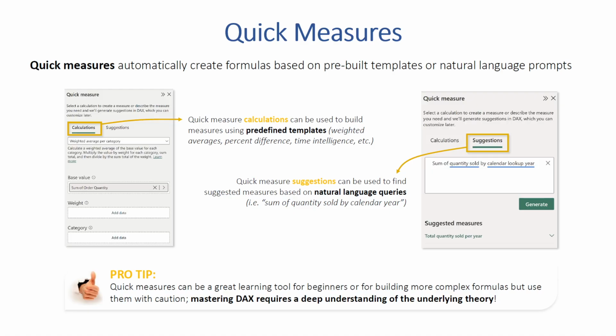One pro tip for you: quick measures can be great learning tools for beginners or for building more complex formulas, but use them cautiously. Writing measures in DAX requires a deep understanding of the underlying theory. So these are the concepts of measures, quick measures, implicit and explicit. Slowly, I'll go a little deeper into DAX and complete it from zero to advanced level. So stay tuned. See you in the next video.